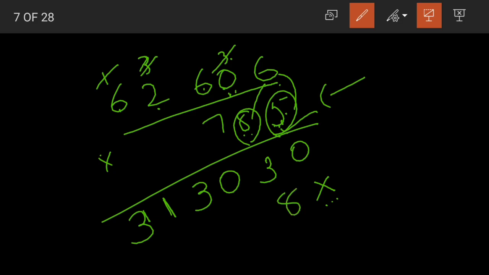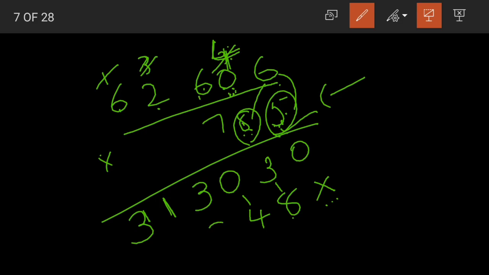8 6s are 48. Yes. So 8 will be written here and 4 will be carried. 8 zeros are 0. Again 0 plus 4 becomes 4. Again children, be careful and write the digits in their respective places only.